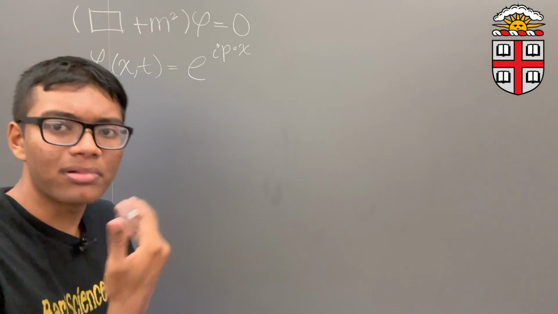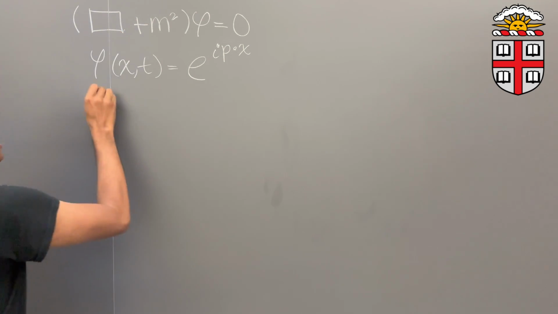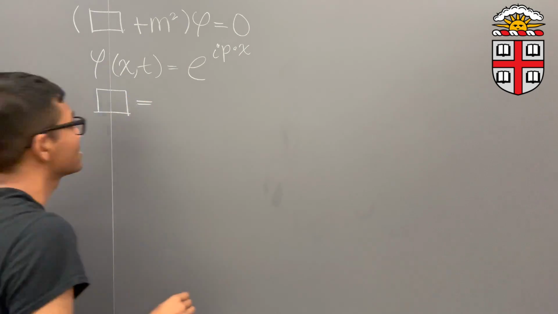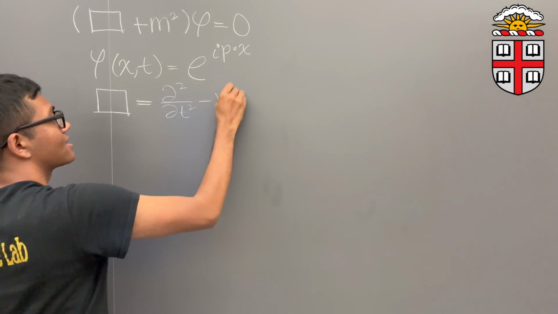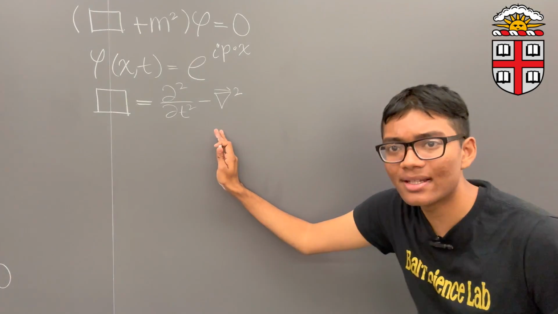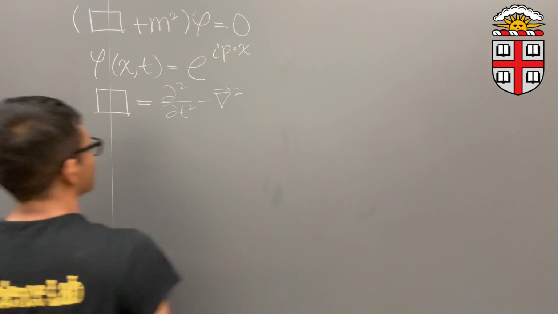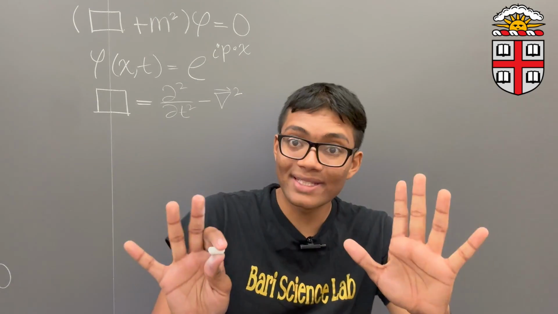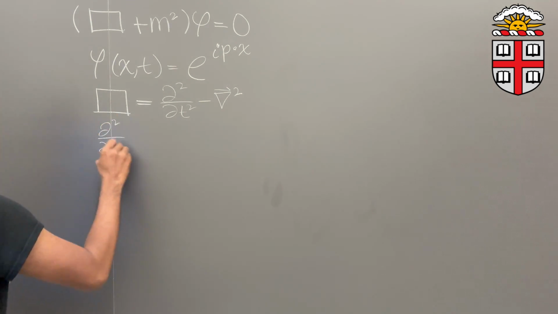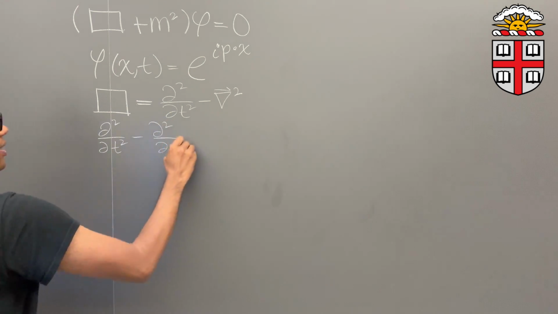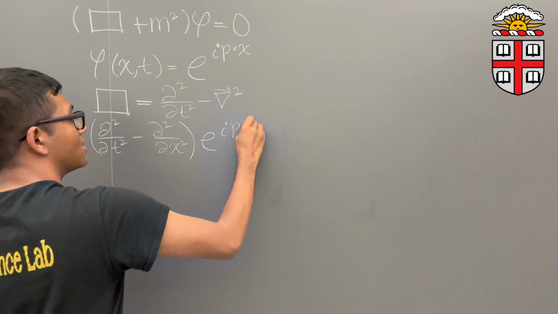So now what we're going to do is apply this guess to the Klein-Gordon equation and see what we come up with. First thing I'm going to do is recall that the D'Alembert is defined as partial squared partial t squared minus nabla squared. Now we're going to apply this D'Alembert to our guess for a wave function. First of all, we're going to work in just one spatial dimension, keep things simple. So we're going to have partial squared partial t squared minus partial squared partial x squared applied to our wave function, e to the i p dot x.